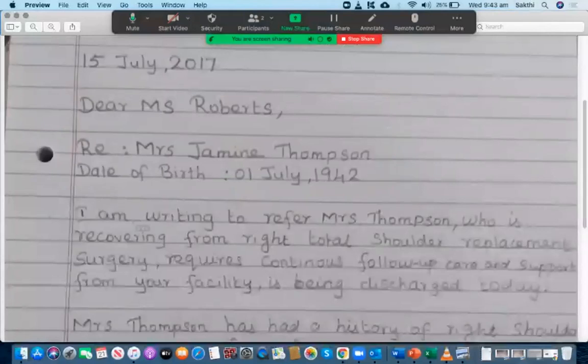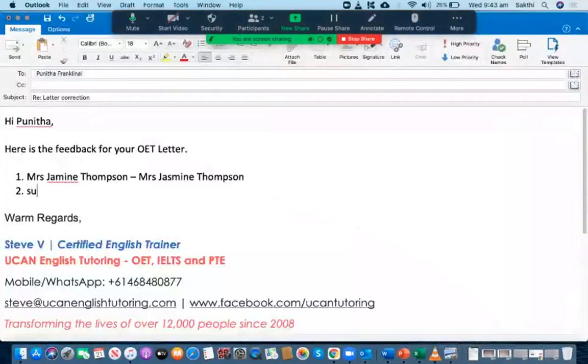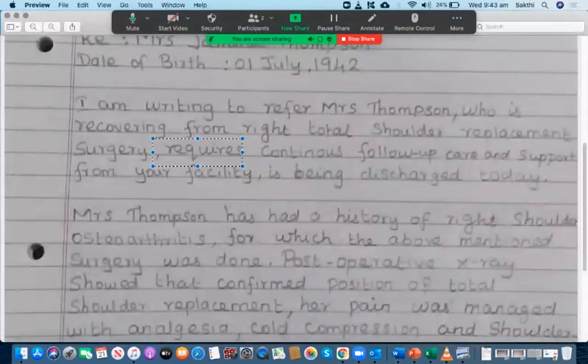So that's not good. All right, let's go through the introduction paragraph. I'm writing to refer Mr. Thompson, who is recovering from right total shoulder replacement surgery. Okay, so you should have put a full stop here. You could have started a new sentence. Otherwise, this is an incorrect sentence structure. Surgery, comma, requires. It's grammatically incorrect. So you should have mentioned the surgery, put a full stop, and then you should have started a new sentence, like this: She requires. You need to start with the new sentence. Otherwise, this sentence is incorrect.